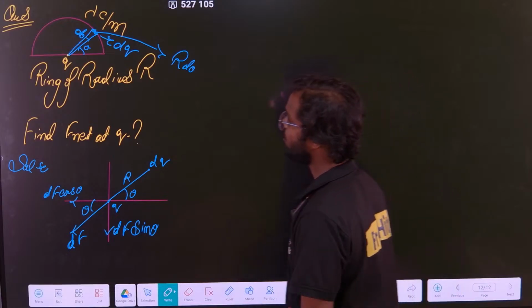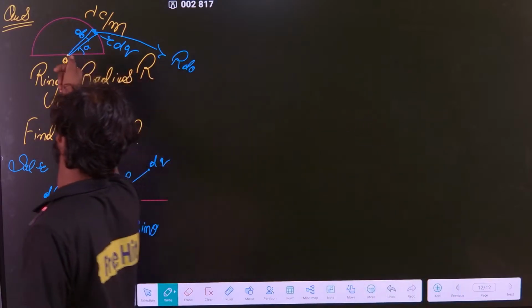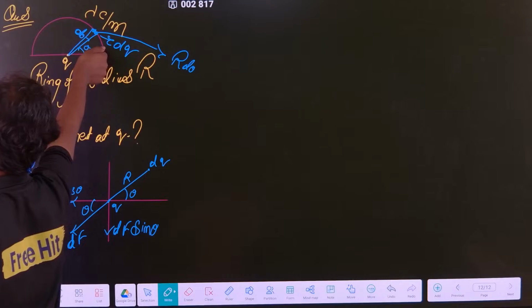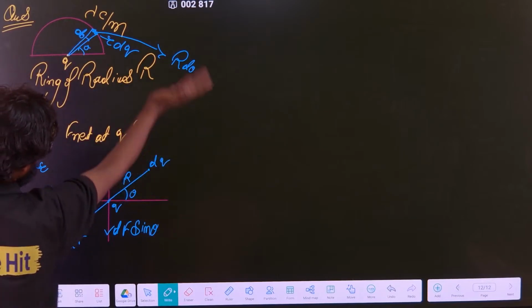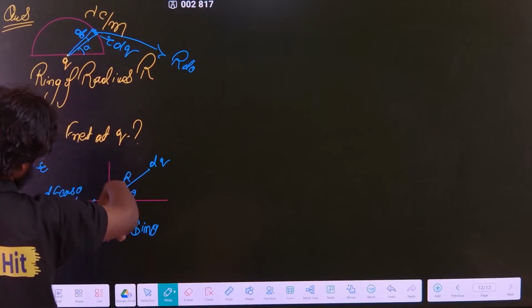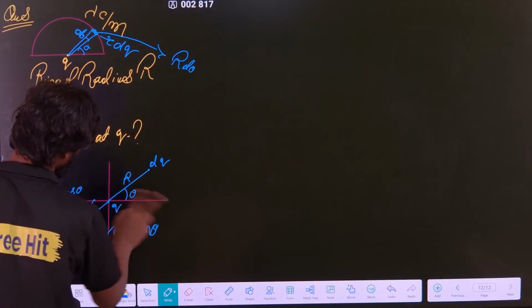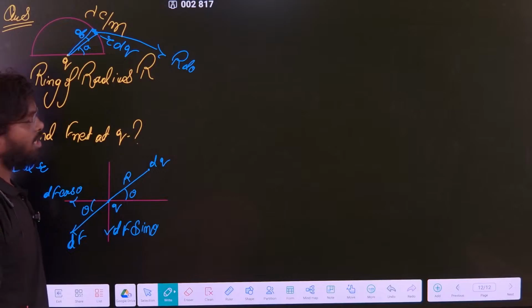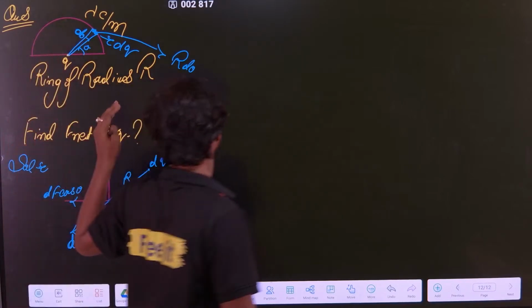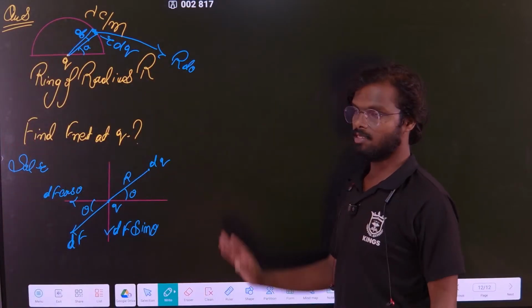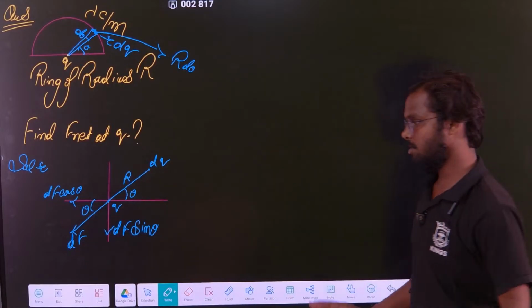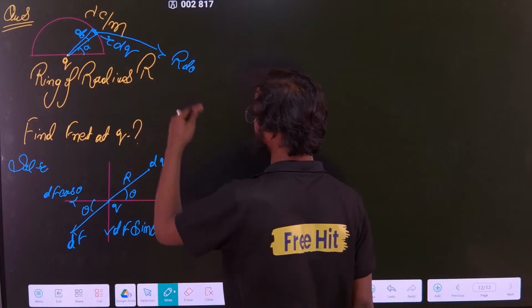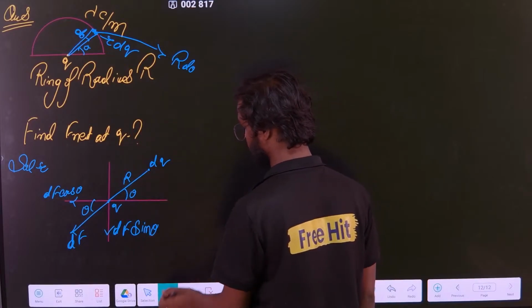Now you tell me, if I take the element in this direction, you will get the force here, so you will get cos theta and sin theta. So can I say this horizontal component will be cancelled out? If you are not able to understand like that, we will see that this horizontal component, df cos theta, will automatically become 0. Let us just follow the steps.